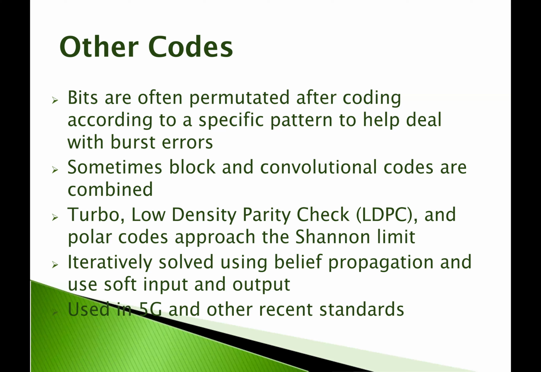The codes we talked about are standard and fundamental, but the latest state-of-the-art codes are actually approaching that Shannon limit, the capacity that we calculate using Shannon's capacity theorem. Coding is the way we get there. Some of those current codes are turbo, low density parity check or LDPC codes, and polar codes. These are iteratively solved using belief propagation and soft input and output, and they're used in 5G and other recent standards. So perfect timing.